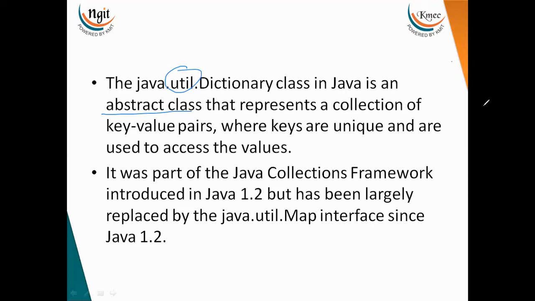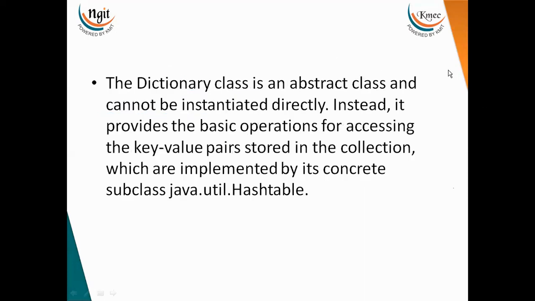Now I'm going to talk about this Dictionary class. As I told you, it's an abstract class. An object cannot be created directly. So what we will do is achieve this abstract class by using the Hashtable mechanism, right?